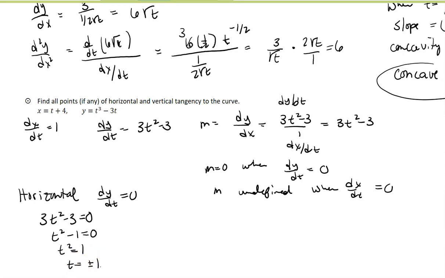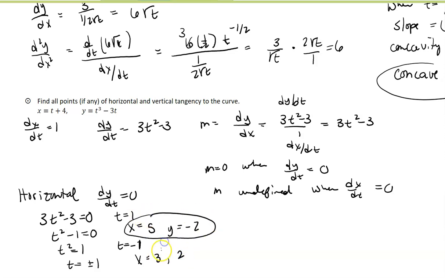So that's going to happen there. And x at that point is, if t equals 1, x equals 5, and y equals 1 cubed minus 3, which is negative 2. And at t equals negative 1, x equals 3, and y equals 2. So you've got 2 points of horizontal tangency. Vertical tangency, remember, a vertical line happens when the slope is undefined. So that's when dx over dt equals 0.